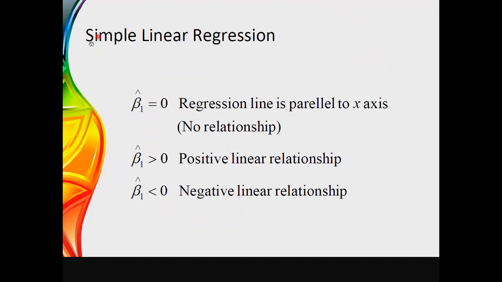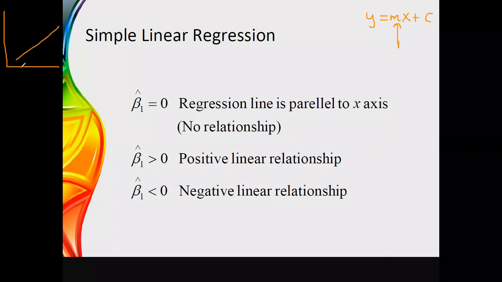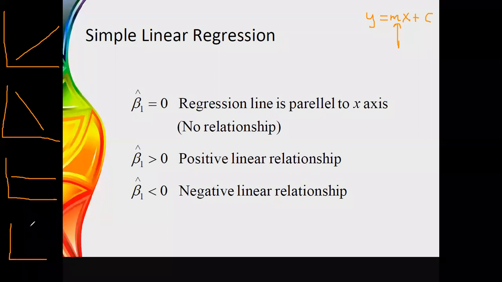And according to the values of beta naught hat and beta 1 hat, we can say whether there is a positive relationship, negative, or no relationship. You all know that when we are discussing the types of graphs, it is in the form of y equals mx plus c. Then based on the value of m, you have identified whether it has an upward trend, downward trend, or else it is parallel to the x-axis, or parallel to the y-axis.